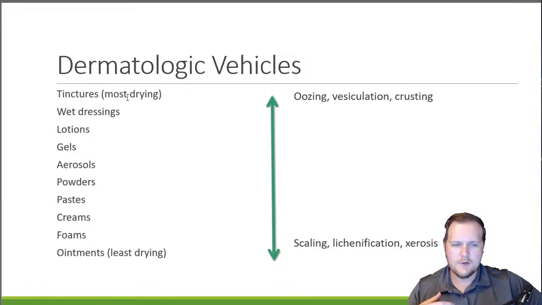And so things like tinctures, which do have a significant alcohol component, will tend to be more drying, which is good for things like oozing or crusting. Versus if I was to use something more like a cream or an ointment, that's better for really dry, scaly skin, and helps to enhance moisturization of the skin and enhances drug penetration too.